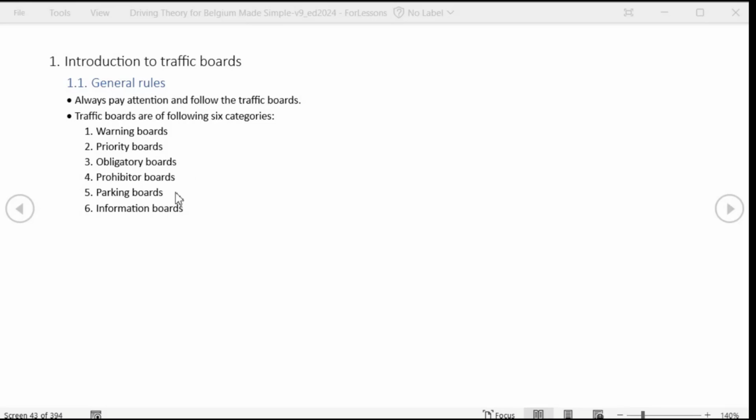Next, there are parking boards, which let you know more about the parking: where you can park, from what time to what time, who is allowed to park, and all those parking regulations. Then there are information boards, which provide you more information that will help you in reaching your destination easily. So let's look at each of these boards.